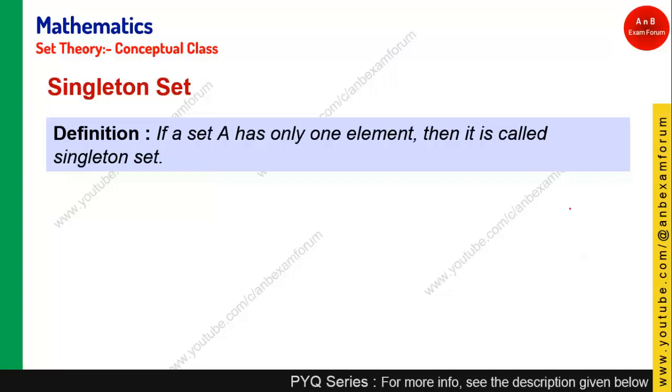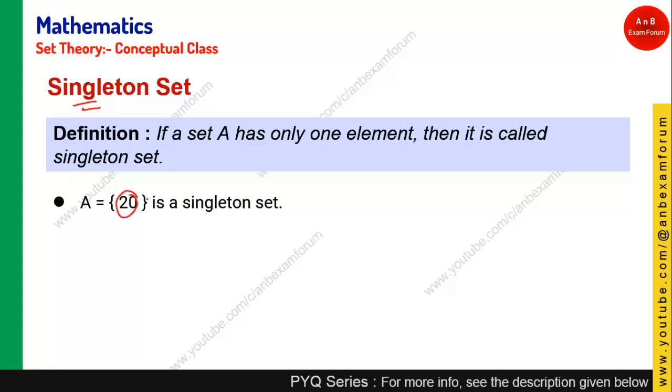Let's see the next set. It is the singleton set. Singleton set, what does this mean? Singleton, as the word suggests, has a single element. Single element means only one element. Singleton means there is only one element in that set. Like if you have one set A equal to {20}, it has only one element, so it is a singleton set.